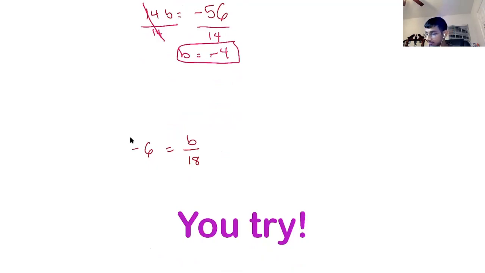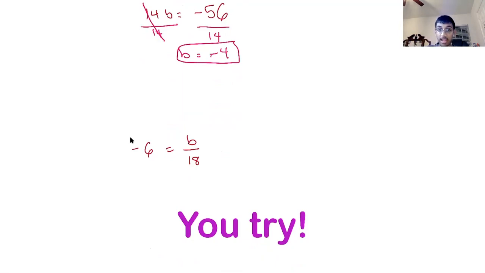Let's do another example. So now we have negative 6 is equal to b over 18. What we do in this case when we have a fraction is we're just going to try to find a way to get the fraction done so that we can simplify it to such an extent that we can figure out the answer.